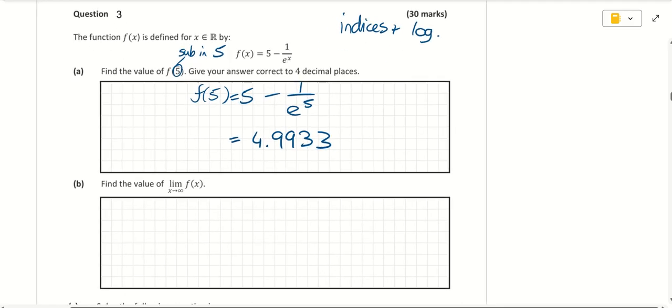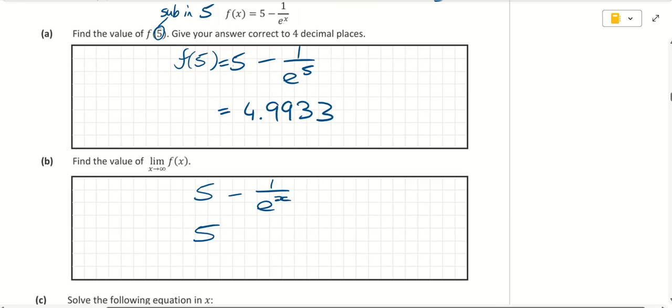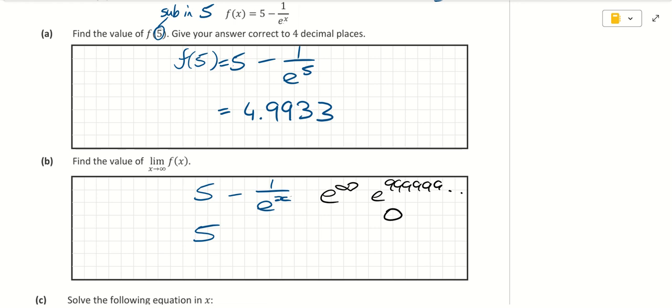And then you want to find the value of the limit as x tends to infinity of f of x. So essentially, you've got 5 minus 1 over e to the x. Okay, as x goes to infinity, 5 won't change. So 5 is just going to stay as it is. Then this here, so let's imagine that this is e to the power of infinity. Or let's think e to the power of 99999 and keeps going on. Okay, that will become basically 0. It'll become very, very close to 0.